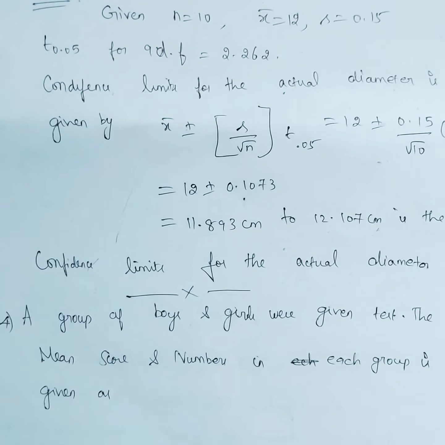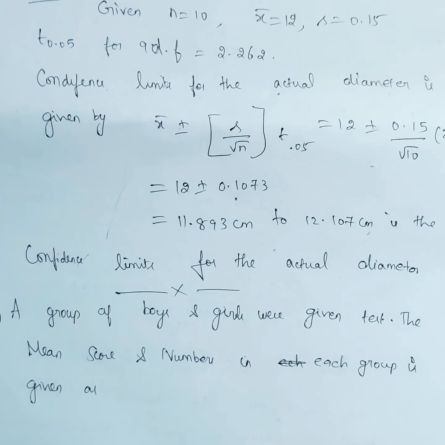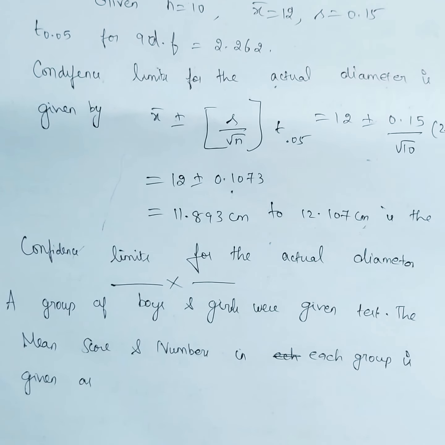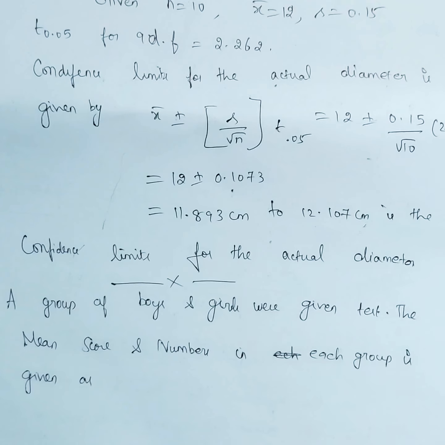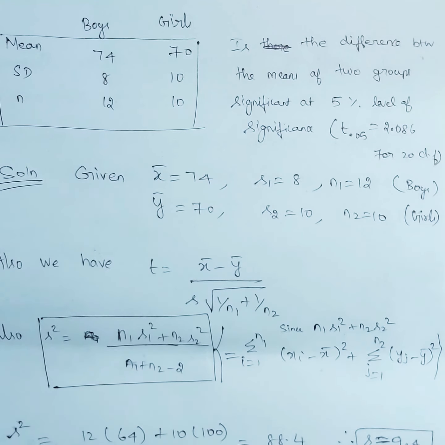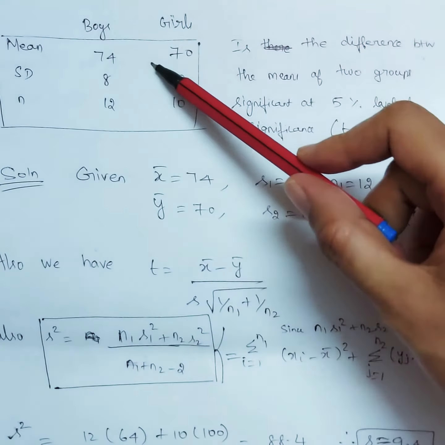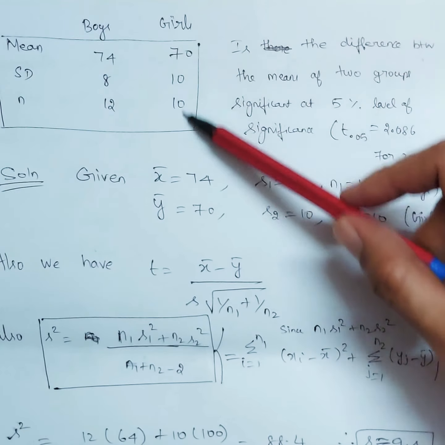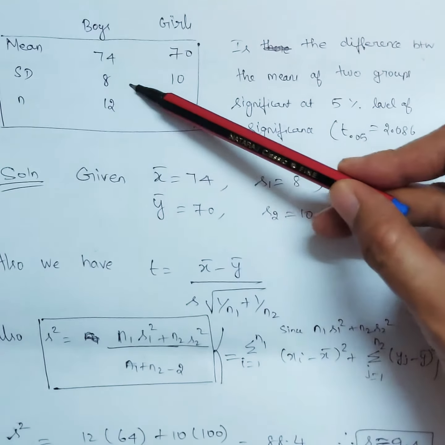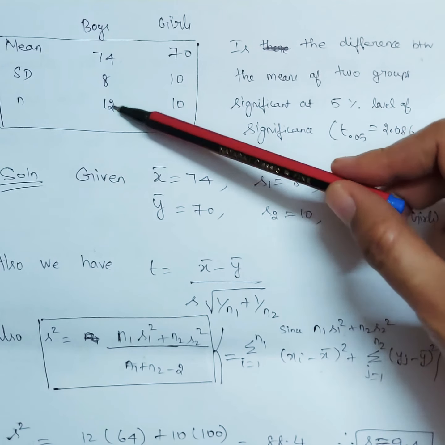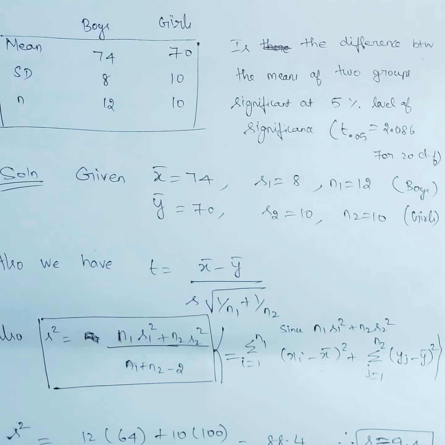Now, another question. A large group of boys and girls were given a test. We hate the word test, right? The mean score and the numbers in each group are given to us. They have given a tabular column. Yeah, this is the tabular column. They have given mean 74, 70. This is the boys column and this is the girls one. So standard deviation is 8 for boys, 10 for girls. N is 12 samples they have taken for boys and 10 samples for girls.